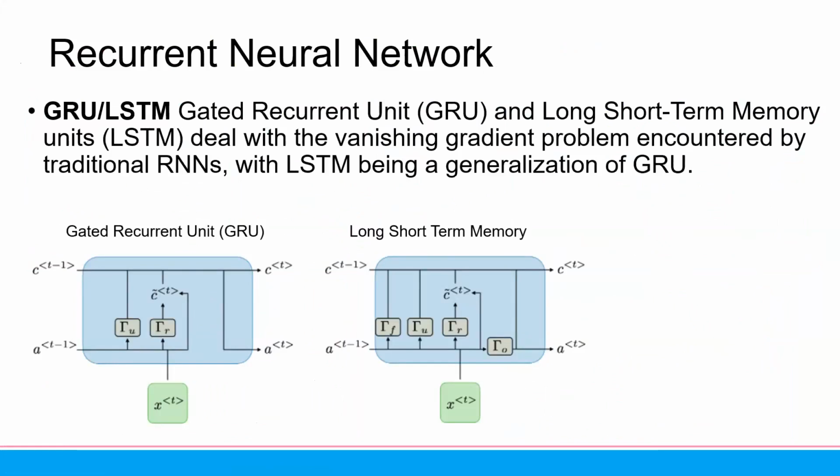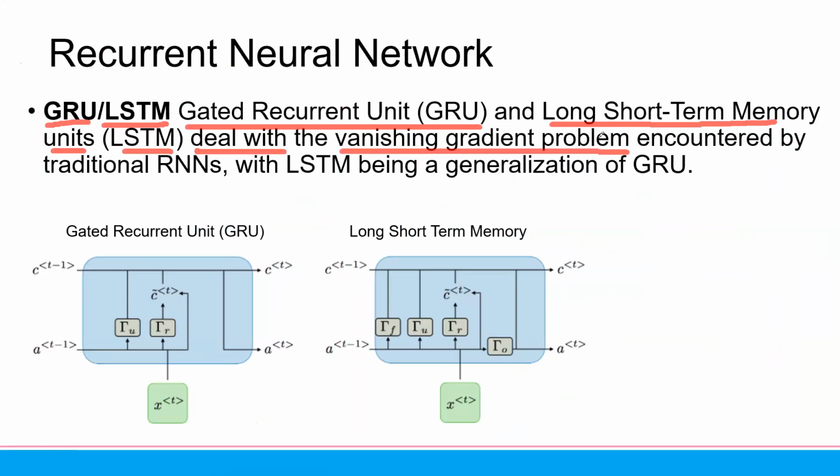In the RNN, there are other variants. We call them the GRU and also the LSTM. This is just an introduction. The GRU is the gated recurrent unit, and the LSTM is the long short-term memory unit. They are used to deal with the vanishing gradient problem.